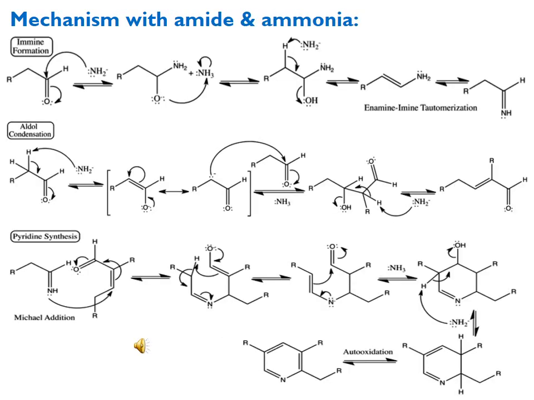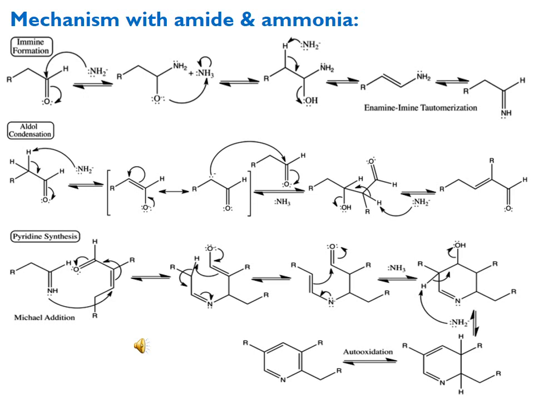Here you can see the other mechanism with respect to amide and ammonia. First is the imine formation. Here you can see the interaction of aldehyde with amide. In this case, amide acting as a nucleophile attacks on the carbonyl, oxygen gets the negative charge, and this negative charge gets one proton from the ammonia, and NH2 amide ion is produced. This amide ion abstracts the proton from the beta carbon, and we get the double bond here in the amine, which moves under tautomerization towards the imine.